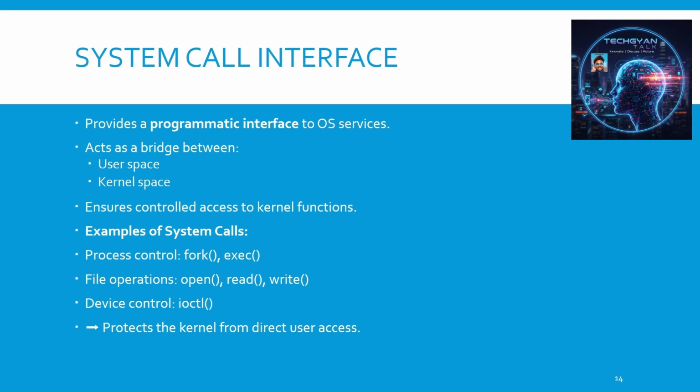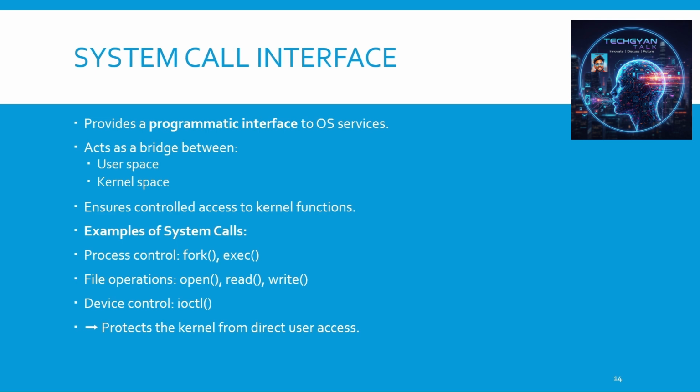The system call interface provides a programmatic interface to OS services, and acts as a bridge between user space and kernel space. It ensures controlled access to kernel functions. Examples of system calls are process control, like fork and exec, file operations: open, read, write, and device control, ioctl. It protects the kernel from direct user access.